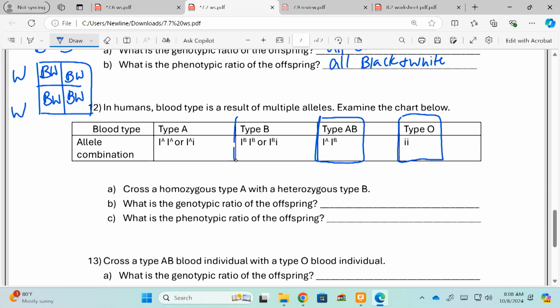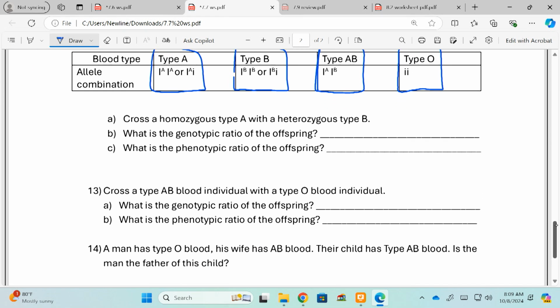And then for the other 2, there's 2 combinations that lead to these. And so those are a little bit more tricky. You gotta keep your eye on those.